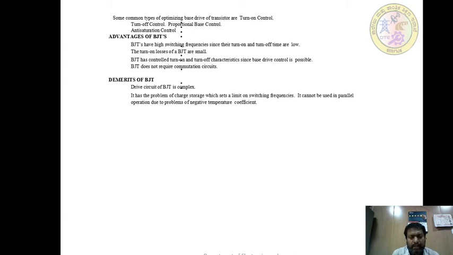We have demerits with respect to this BJT. The drive circuit of BJT is complex. Overdrive factor will occur. It has a problem of charge storage, which sets a limit on switching frequencies. It cannot be used in parallel operation due to the problem of negative temperature coefficient.